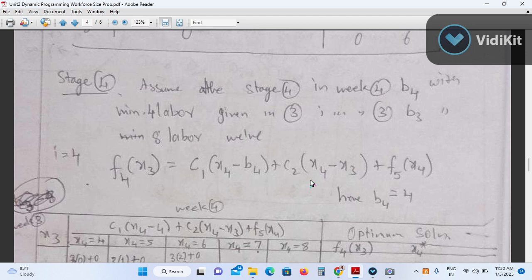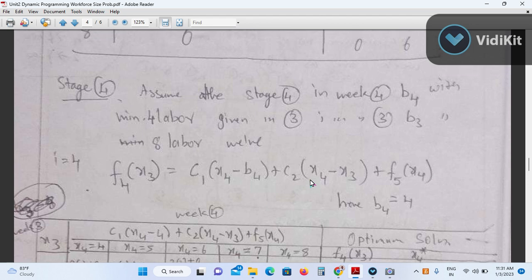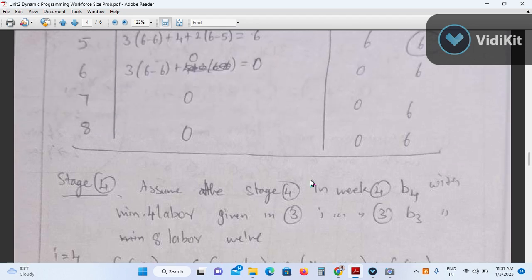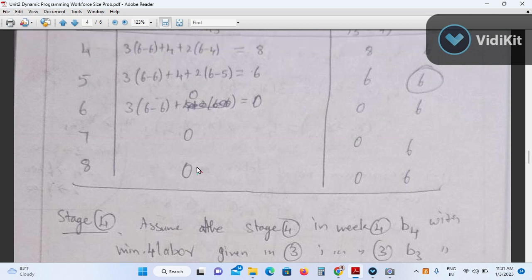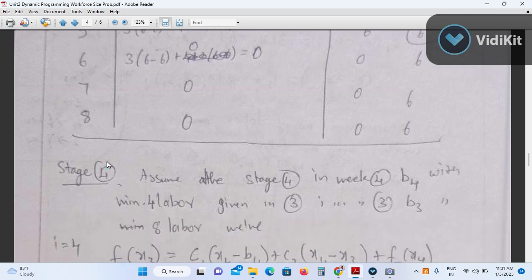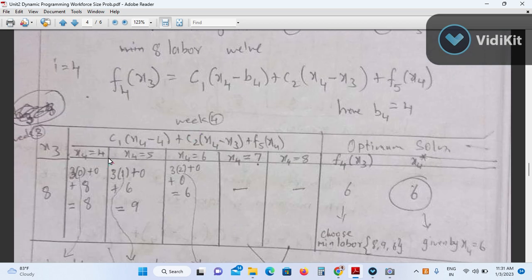So based on the previous week, that is week 4, I am going for week 3, right? For week 4, how many cases have we discussed? 4, 5, 6, right? So here I will put x4 equal to 4, 5, 6, 7 and 8. And now we are going to the previous week, that is x3 with the minimum laborers 8. It is given. Now applying this formula again, you'll get the answer.